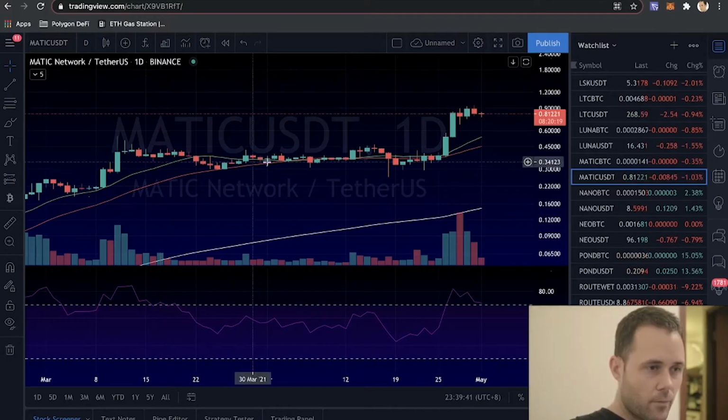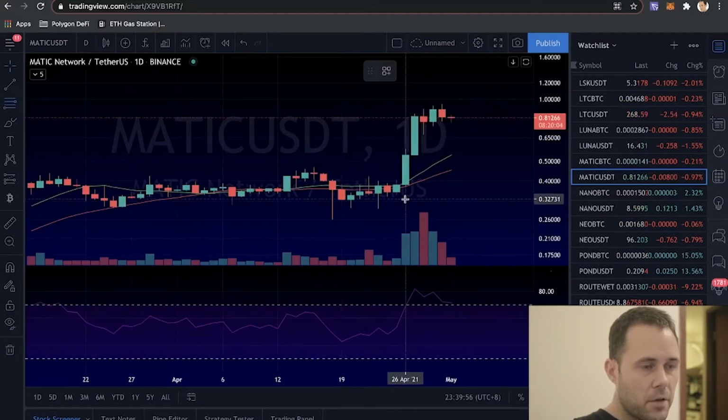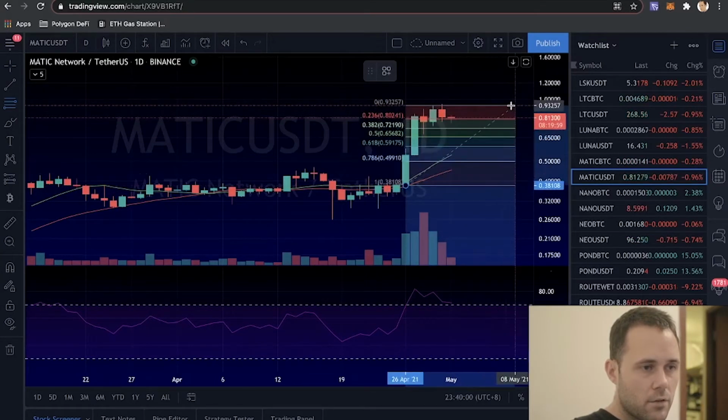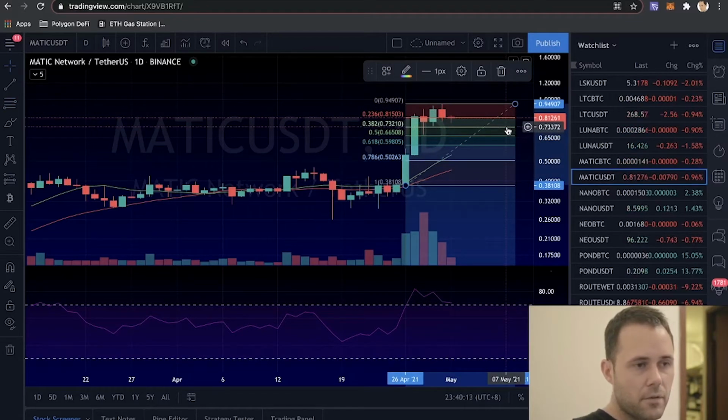So looking at matic, possibly I'm looking to buy around probably around about 70. I'll start adding to my Aave loan, and then probably just at these levels again, 66. We'll be looking at like 60, probably the lowest we are going to go, I would imagine.